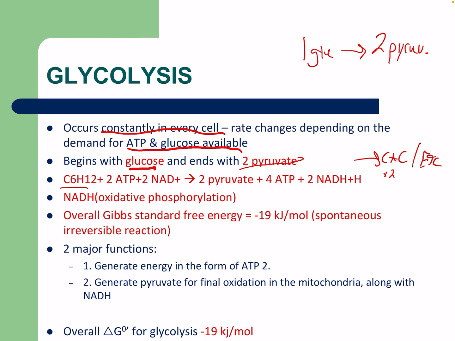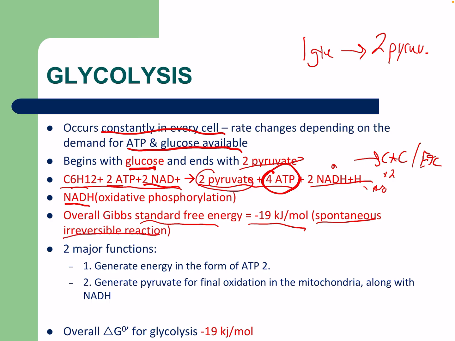So essentially we have our glucose plus 2 ADP plus 2 NAD+. These are all the constituents of glycolysis, forming 2 pyruvates, 4 ATP, and 2 NADH. This NADH is important because you need it for other pathways. And again, this is our initial ATP. If we never had oxygen, this is where we'd essentially stop, and the pyruvate would enter fermentation or form lactic acid or alcohol, but we'll go back to biology if you want to look at that. This NADH is involved in oxidative phosphorylation. The overall standard Gibbs free energy of glycolysis is negative 19 kilojoules per mole. It is a spontaneous and irreversible reaction. So once that glucose is broken down into 2 pyruvate, it can't go back.